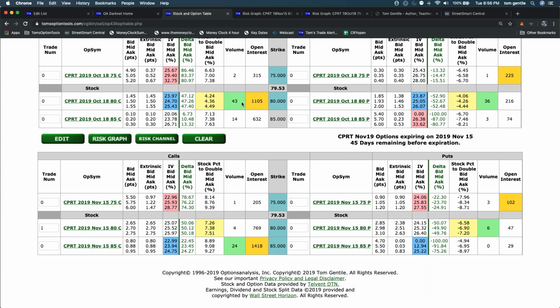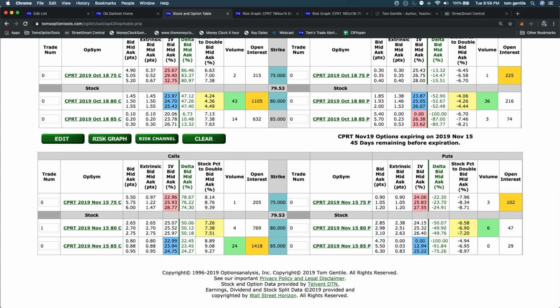Now, yes, when you get to the at the money and the out of the money options, there's going to be more volume. There's going to be more open interest because they're cheaper. The bids and offers are closer together, but more importantly, they're cheaper, which doesn't always mean that's what you want to go out and buy, right?